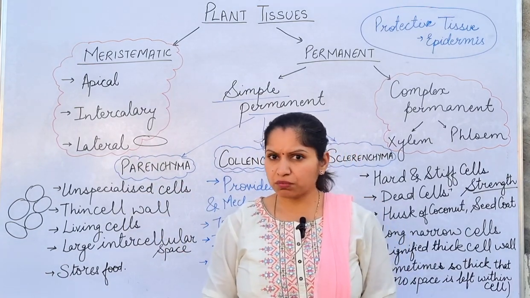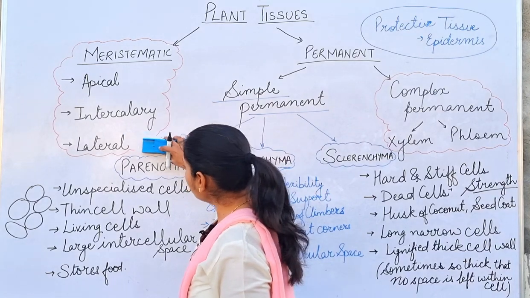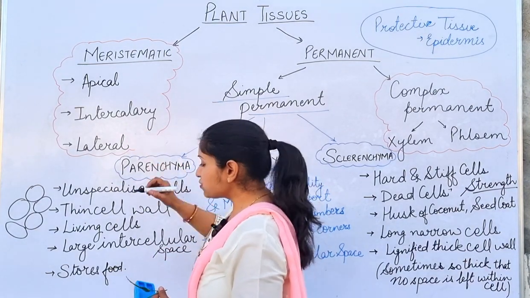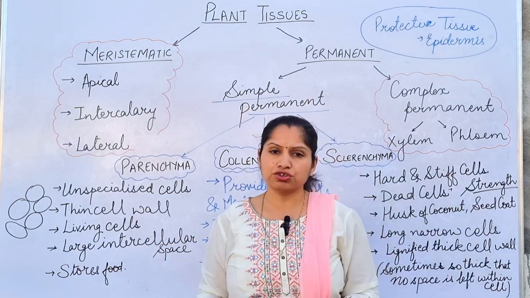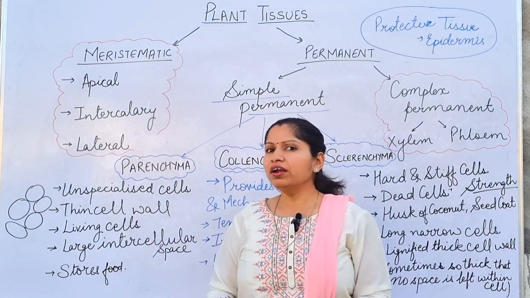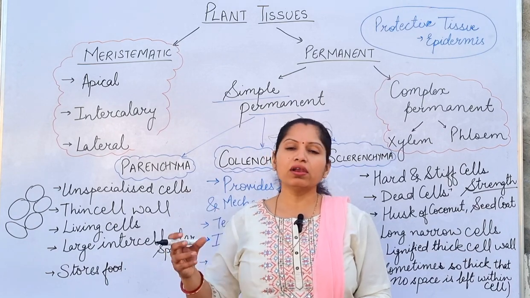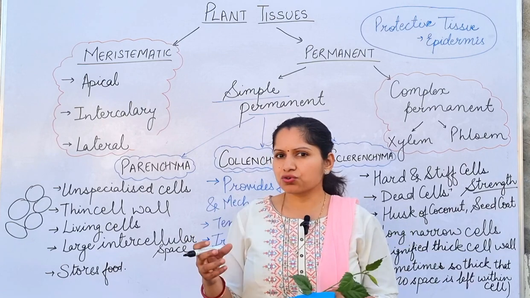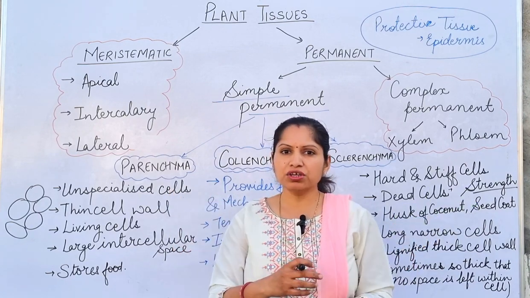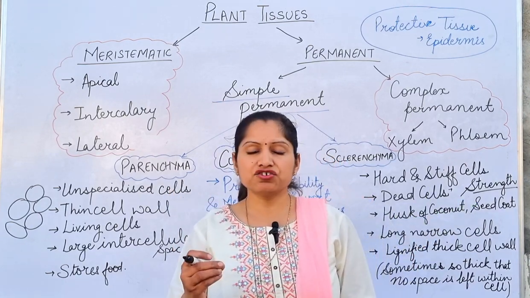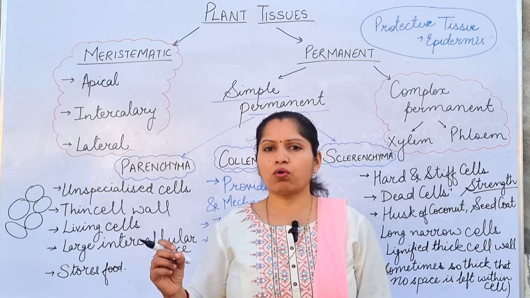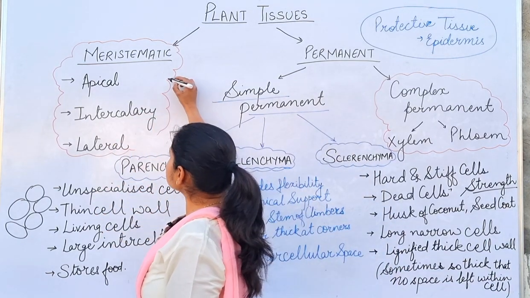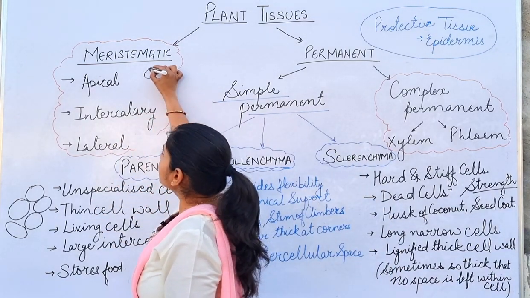What are the general features of meristematic tissues? These tissues are very fast growing, so they are not differentiated from each other. They all look alike, and they are very closely packed to each other. They have a very thin cell wall that is made up of cellulose.